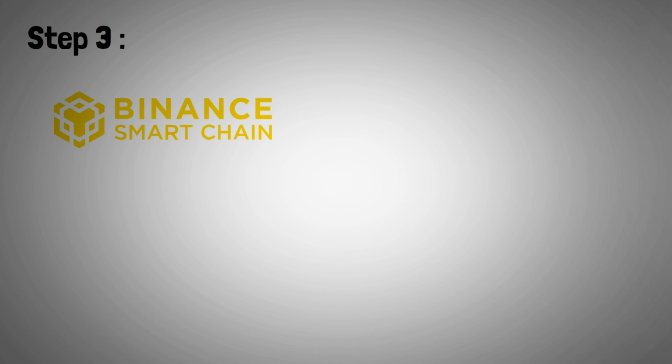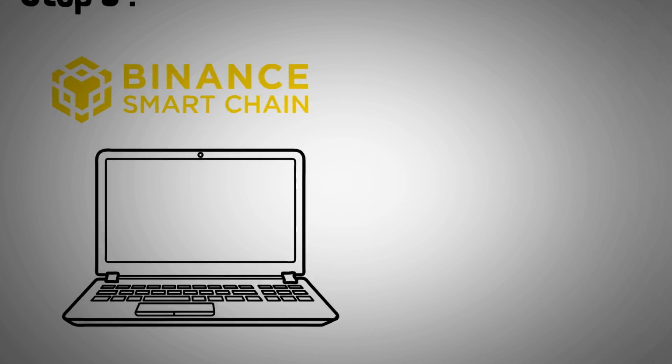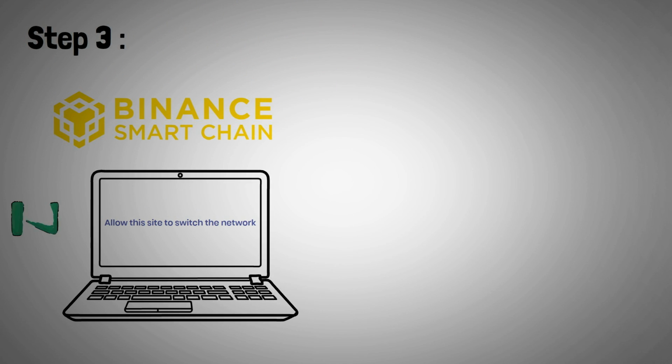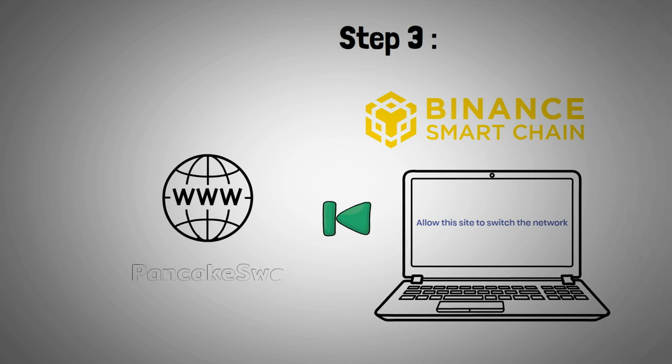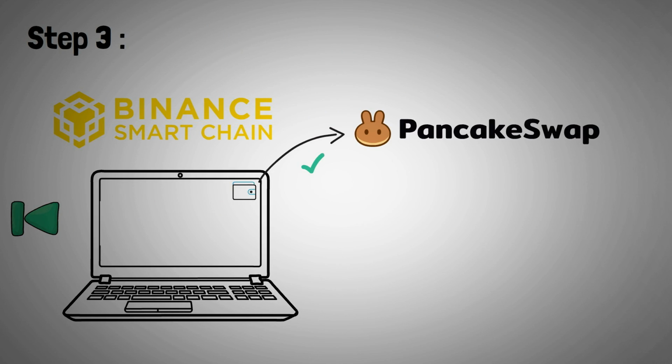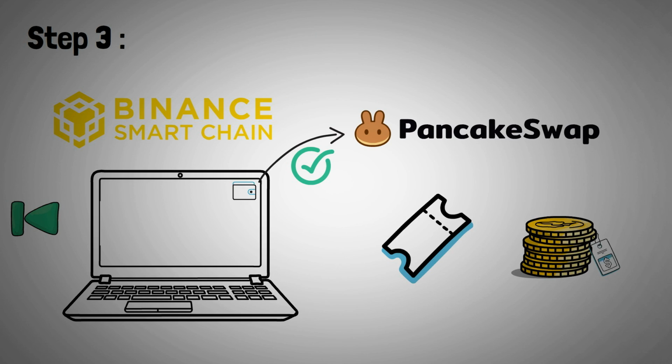Step 3. Switch the network to the BSC mainnet over the next page that appears, demanding the option of Allow this site to switch the network, and go back to the main page of PancakeSwap. If you see your wallet address on the top right of the page, the wallet is successfully connected with PancakeSwap. This is your ticket to purchasing tokens easily across the exchange.